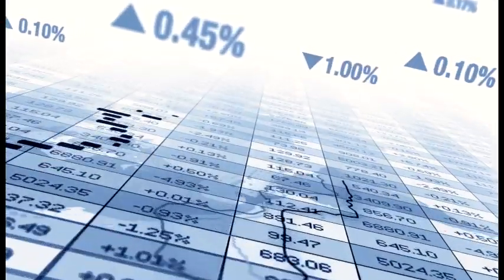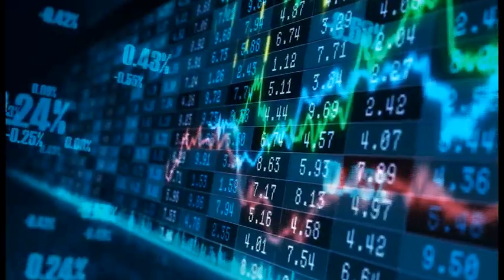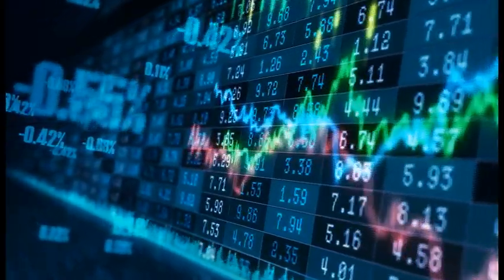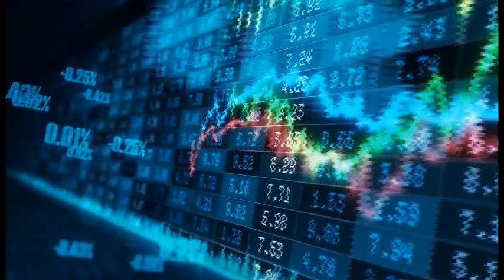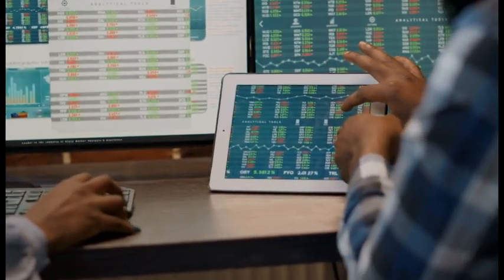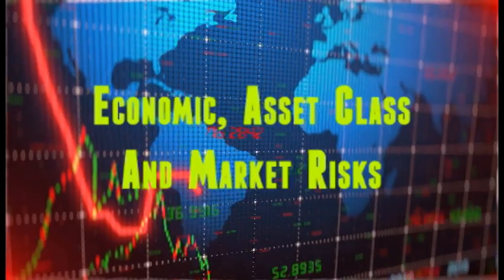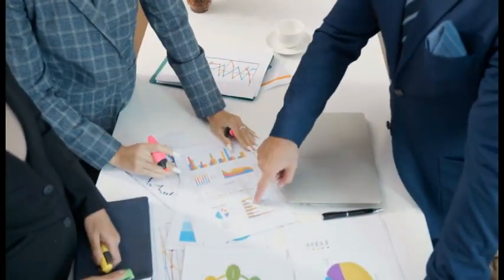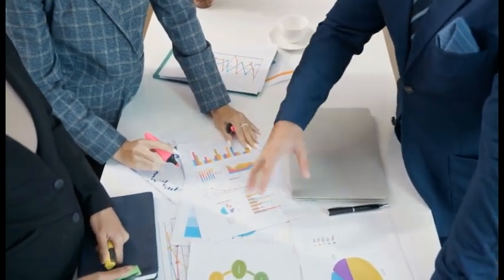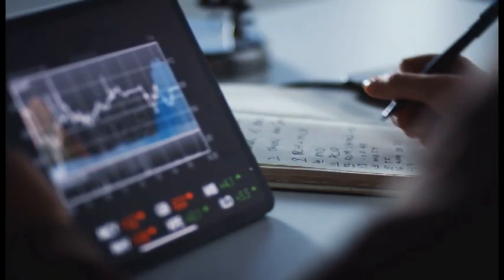To reduce risk, you must expect a lower return, but you can also spread your investments across several different asset classes to reduce risk. When you invest in various types of assets, you are less likely to be affected by economic, asset class, and market risks. When investments are grouped together, the risk is also grouped together. Having more than one type of investment and therefore more than one type of risk helps spread bets.